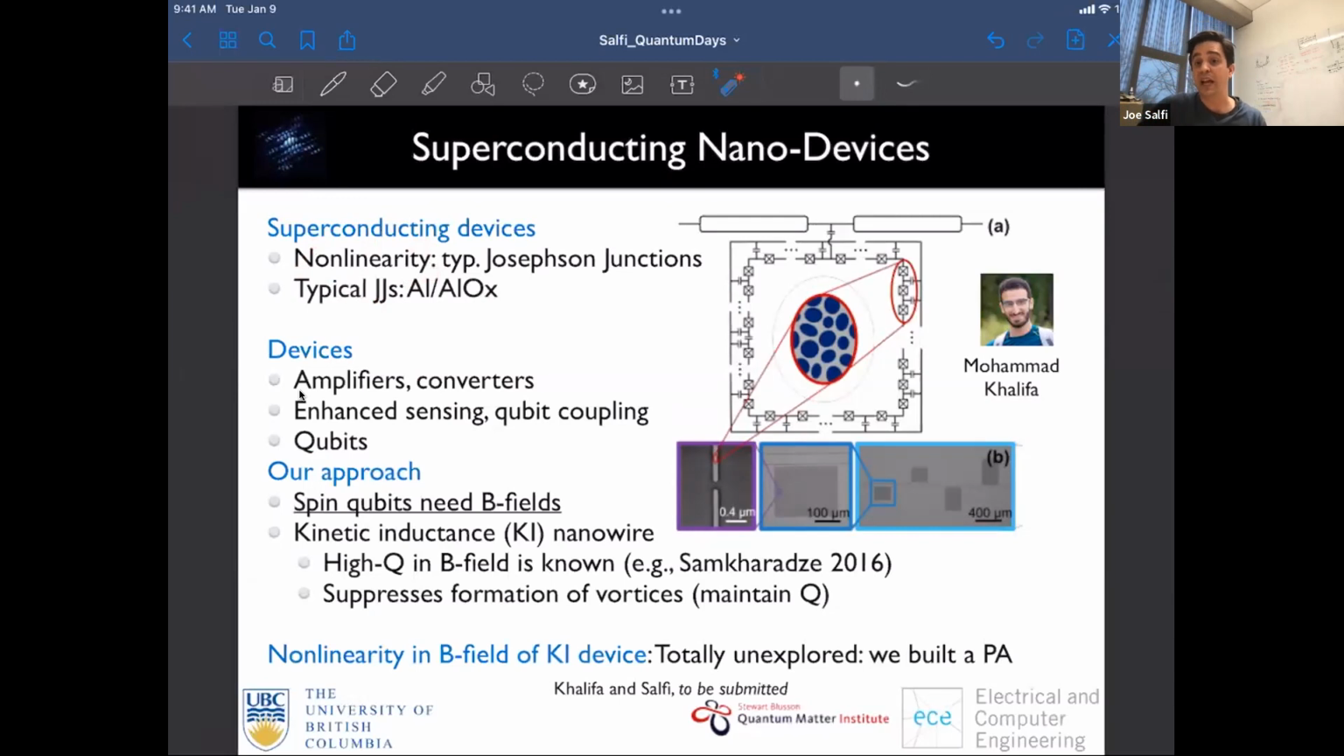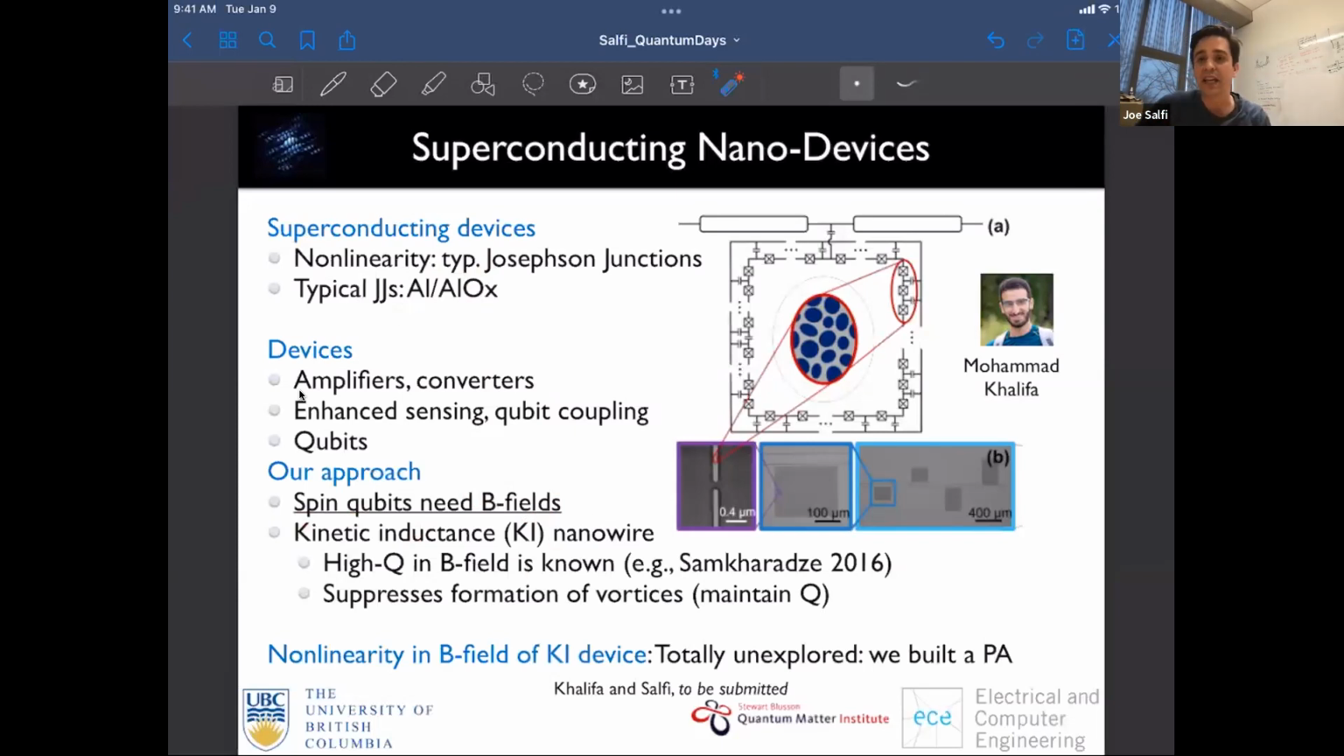And typically what's used for that is aluminum oxide Josephson junctions. And you can build all kinds of devices with this: amplifiers, converters. You can do enhanced sensing, enhanced qubit coupling with these nonlinearities. So the downside of spin qubits, from this perspective, if we want to make use of the superconducting technology, is that spin qubits need magnetic fields typically, at least quantum dot-based spin qubits do. And these magnetic fields destroy the superconductivity, and in particular, these Josephson junctions don't like them at all.